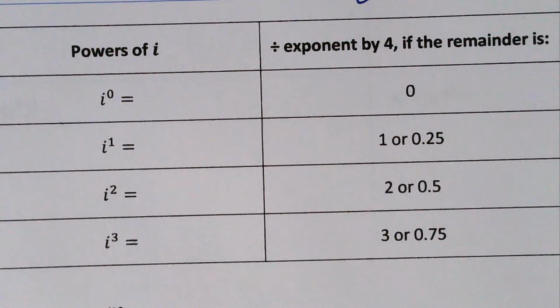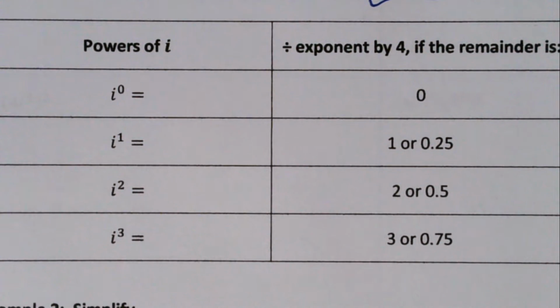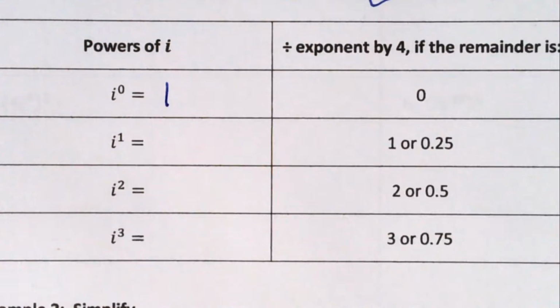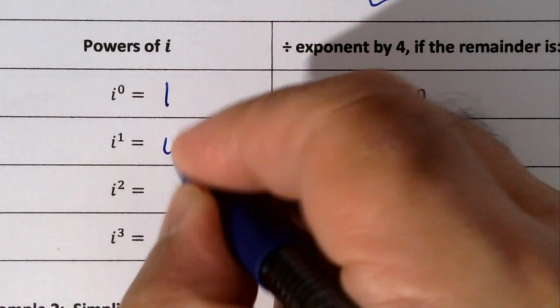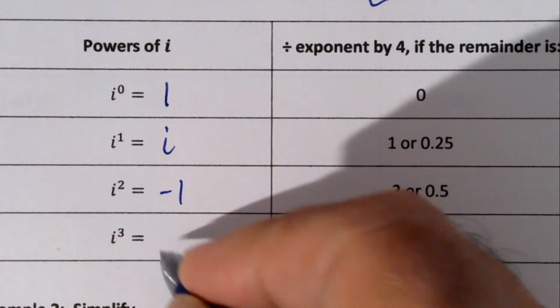Now, i has a weird property. When you square 1 or raise 1 to any power, it stays 1. Same with 0. If you raise -1 to a power, the odd powers are negative, the even powers are positive. i has a similar property. It's just a little more complicated. There are 4 different results when you raise i to a power. i to the 0 is going to be 1. i to the first is just i. i squared is -1. i to the third is -i.